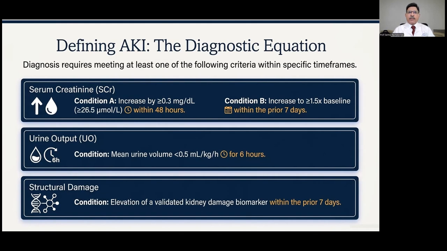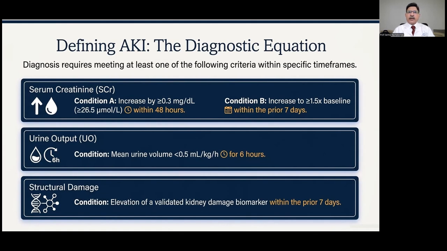Urine output: mean urine volume of 0.5 ml/kg/hour or less for 6 hours. That means in 6 hours, 1 ml per kilogram per hour is expected. Let's say a patient is 60 kilograms. In an hour, we expect 60 ml. Half of that is 30 ml per hour. If you are not getting 30 ml per hour for 6 hours continuously, it means there is a decreased urinary output.